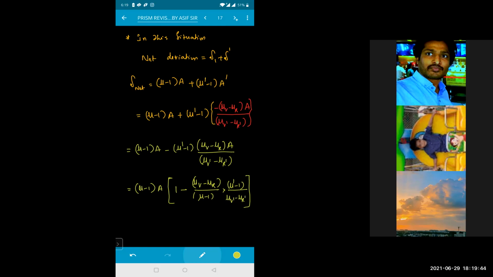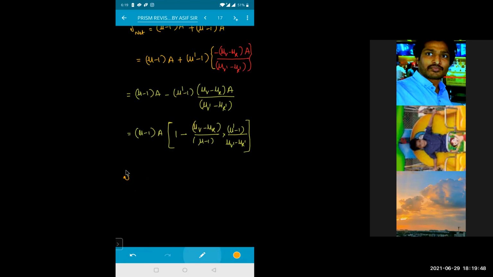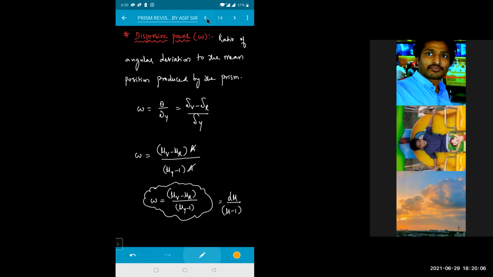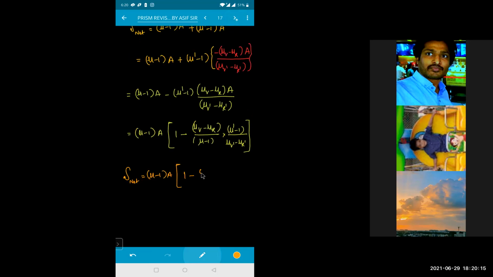Now see here. If I write it very carefully, δ net will be equal to (μ minus 1) into A into 1 minus. Now tell me, (μv minus μr) divided by (μ minus 1) is what? (μv minus μr) divided by (μ minus 1) is what? Omega, sir. Dispersive power. So I can write in terms of omega. So this one is your omega.